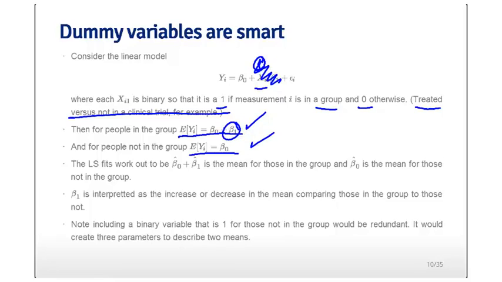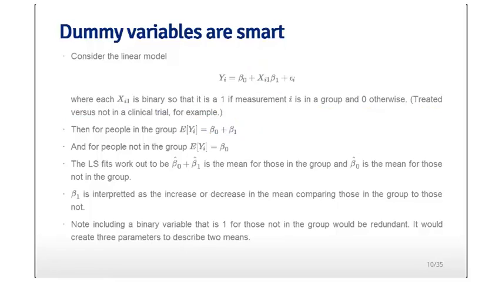Let me get rid of some of those marker drawings so I can draw some more. Notice what beta 1 is if we subtract these two: it's the difference in the means. This is the mean for all the observations in the x equals 1 group, and this is the mean for all the observations in the x equals 0 group. If we subtract those two, we get beta 1. So beta 1 is interpreted as the increase or decrease in the mean, comparing those in the group to those not.